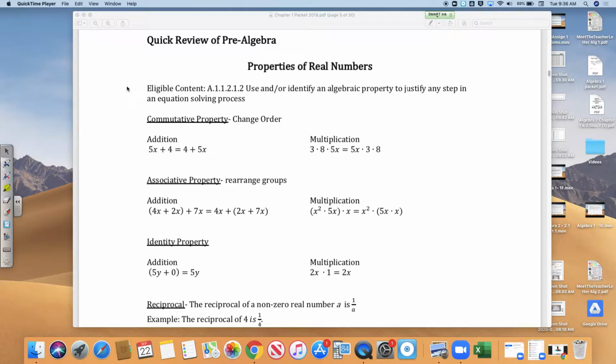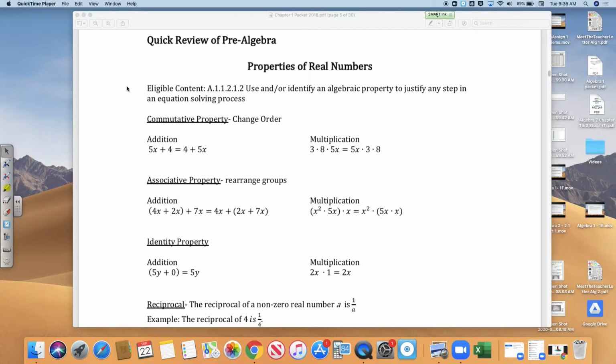So the properties of real numbers, we already know the commutative property, the order changes. So for example, 5x plus 4 equals 4 plus 5x. They actually change the order of the numbers. It works for addition and it works for multiplication. You can see this is 3 times 8 times 5x, and then the 5x is going to flip and move all the way in the front of the 3, and it's still okay. 5x times 3 times 8. You can change the order of numbers with multiplication or addition and still get the same exact result.